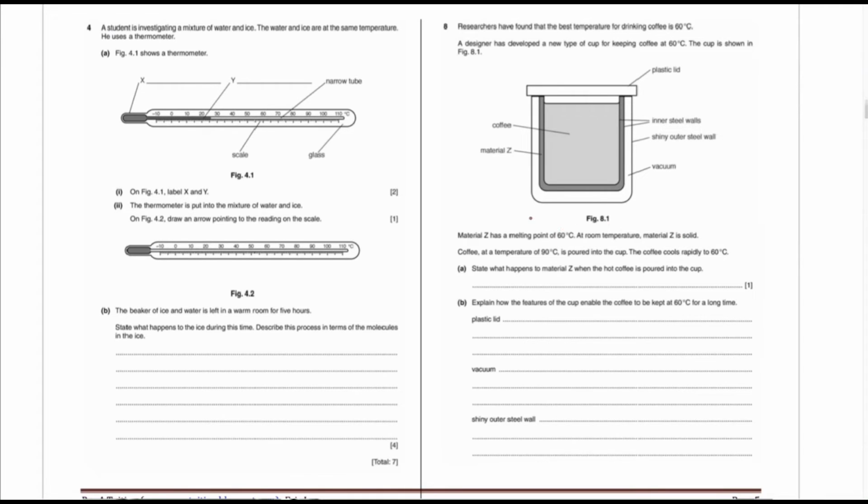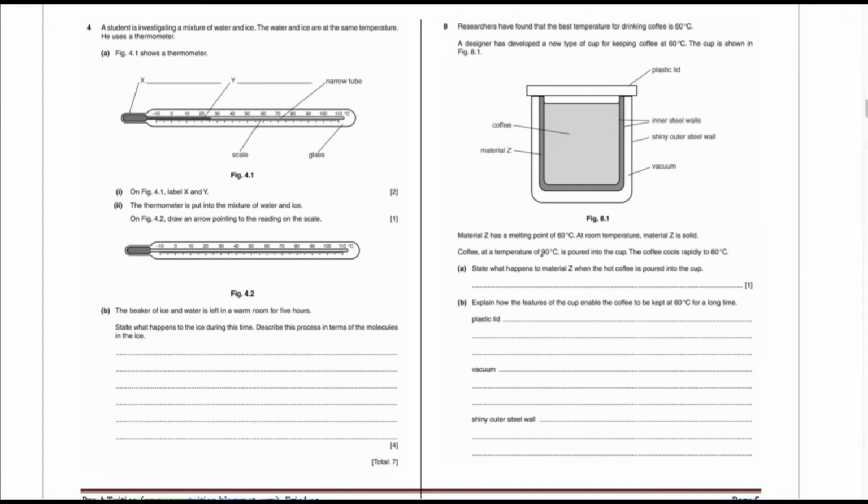So you feel like this material Z is the unknown material, having a melting point which is the same as the temperature that we plan to have, 60 degrees Celsius. We want the coffee to remain at 60 degrees Celsius and material Z has a melting point at this temperature. So we need to think how it helps. Okay, so coffee at a temperature of 90 degrees Celsius is poured into the cup.